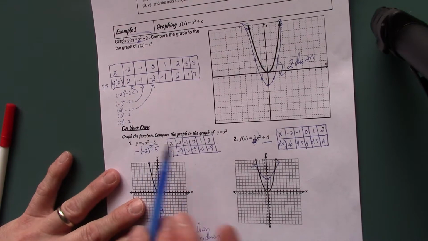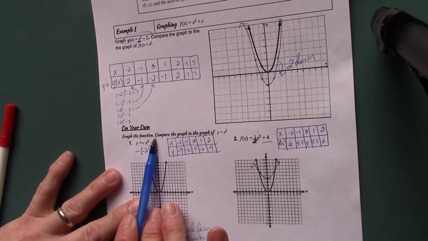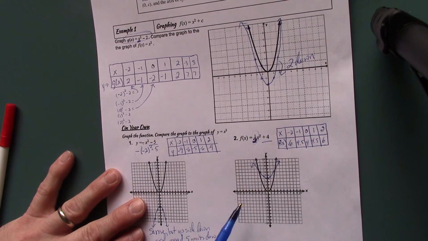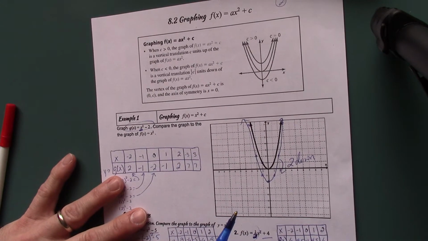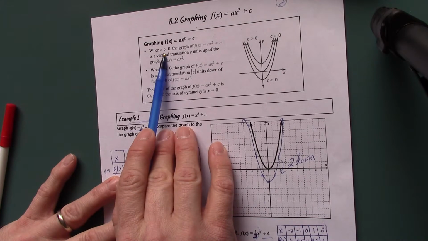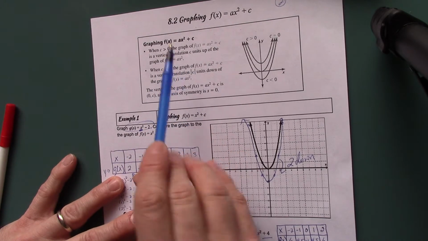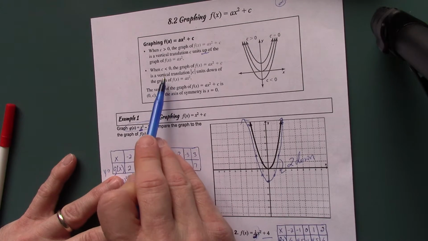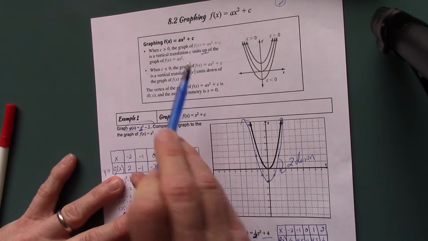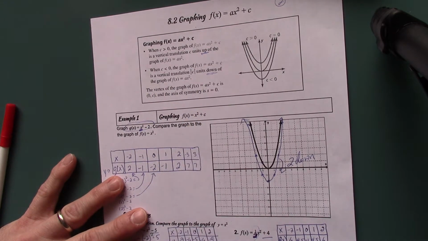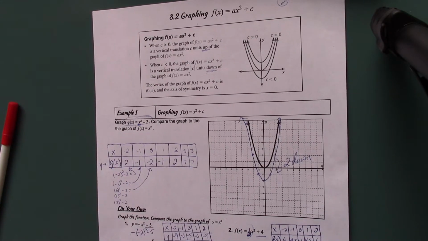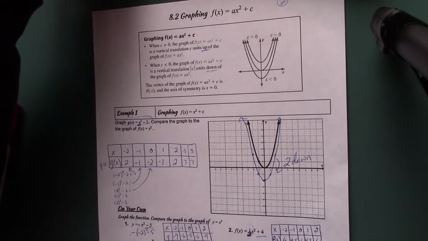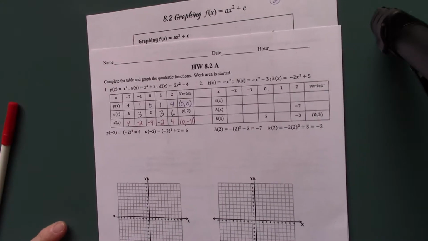So what this C is, this thing out here, what this number is doing, is it's moving our graph up or down. Simple as that, okay? And that's really what these notes at the top are saying as well. When C is greater than 0, when it's positive, it's a vertical translation up. When C is negative, right? When C is less than 0, it's negative, and it moves it down, okay? So that's that, okay?